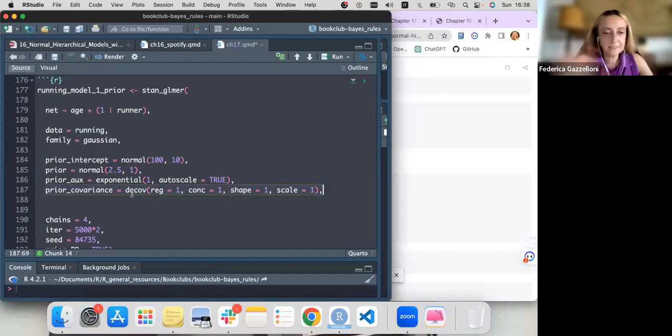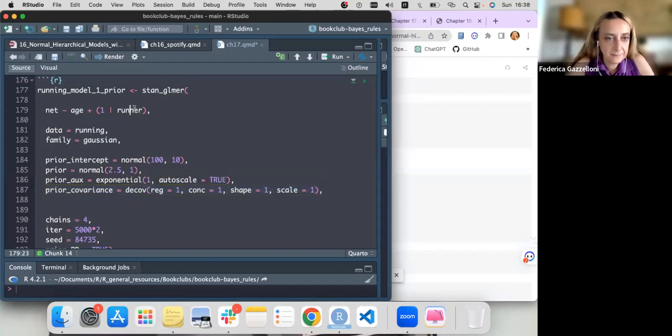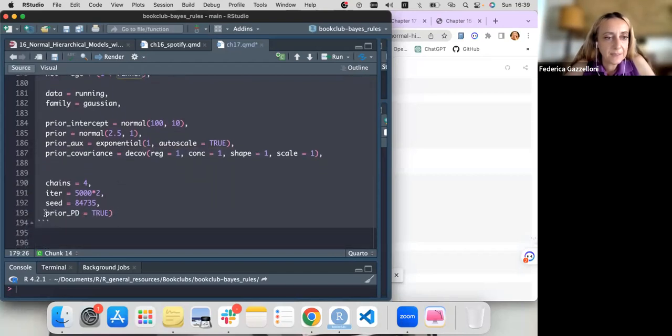So we consider the variance of each couple by runner. Okay, because we like to understand the variance. This is the same, prior PD2, true.